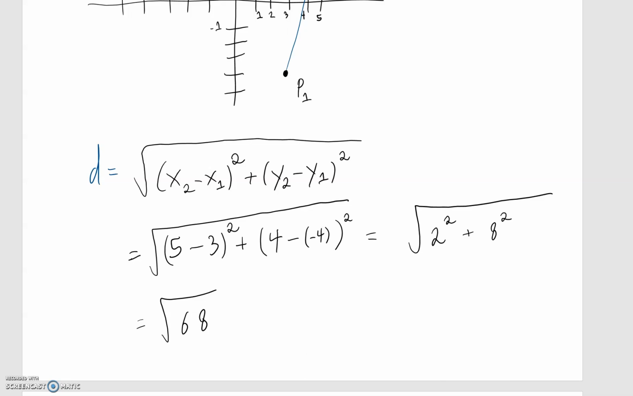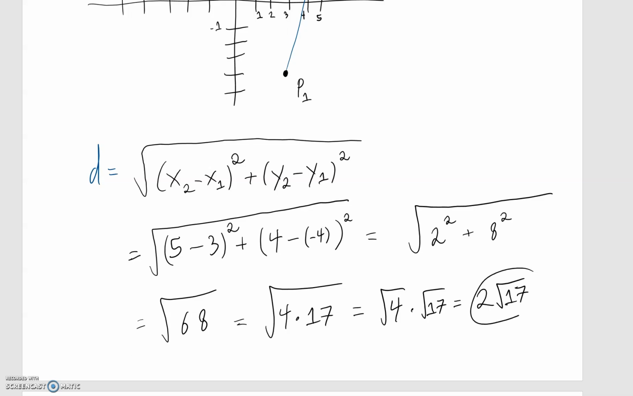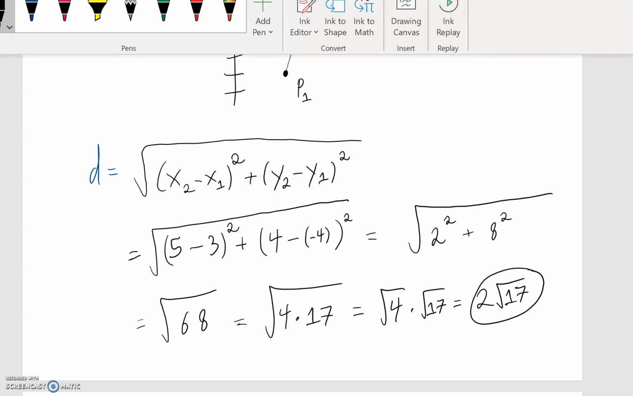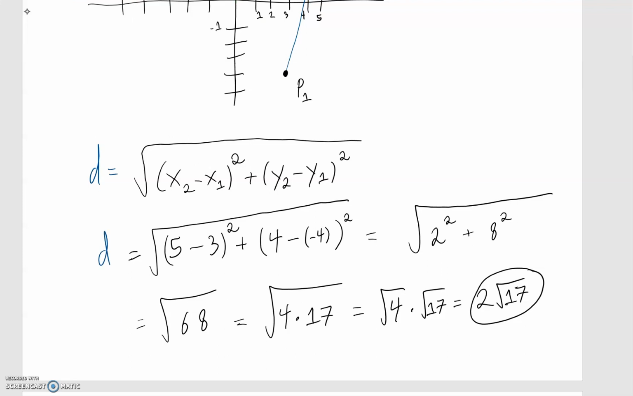Now let's see if we can simplify this further. 68 is the same thing as the square root of 4 multiplied by 17. The square root of a product is a product of square roots. 4 is a perfect square, so this will simplify to 2 square root of 17. And that takes care of this problem.